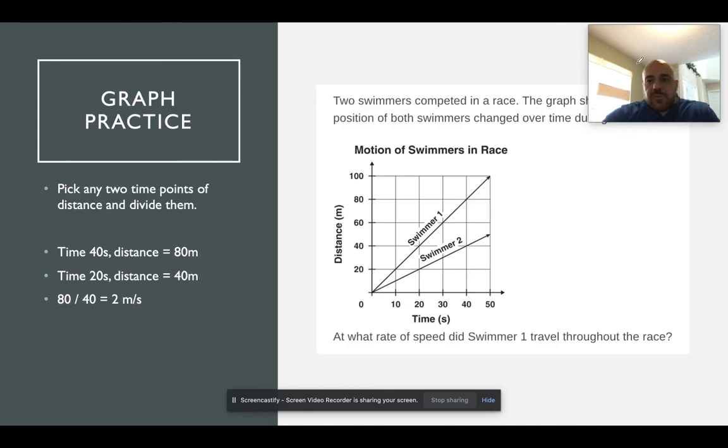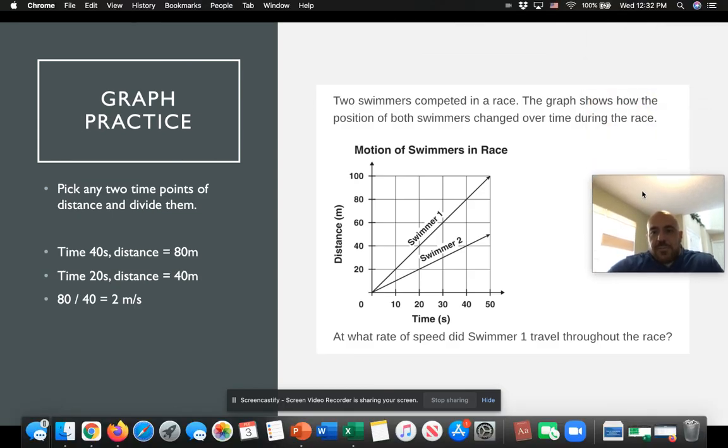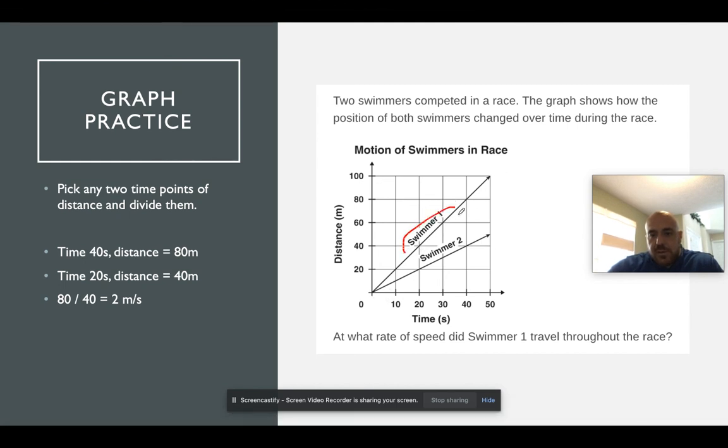Let's look at those as far as how they might look on the test. 2 swimmers competed in a race. This graph shows how the position of both swimmers changed over time during the race. At what rate of speed did swimmer 1 travel? Now, swimmer 1 is this person right here. And all we need to do is take any 2 points for distance.